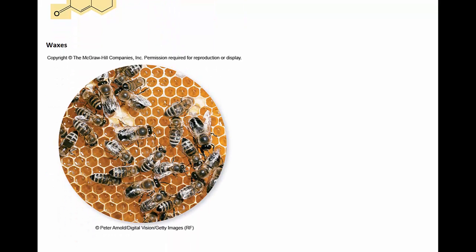Waxes are fatty acids combined with alcohols or other hydrocarbons, usually forming a stiff, water-repellent material. The waxy compartments of a honeycomb may hold pollen, honey, or larval bees. In other species, waxes keep fur, feathers, leaves, fruits, and stems waterproof.